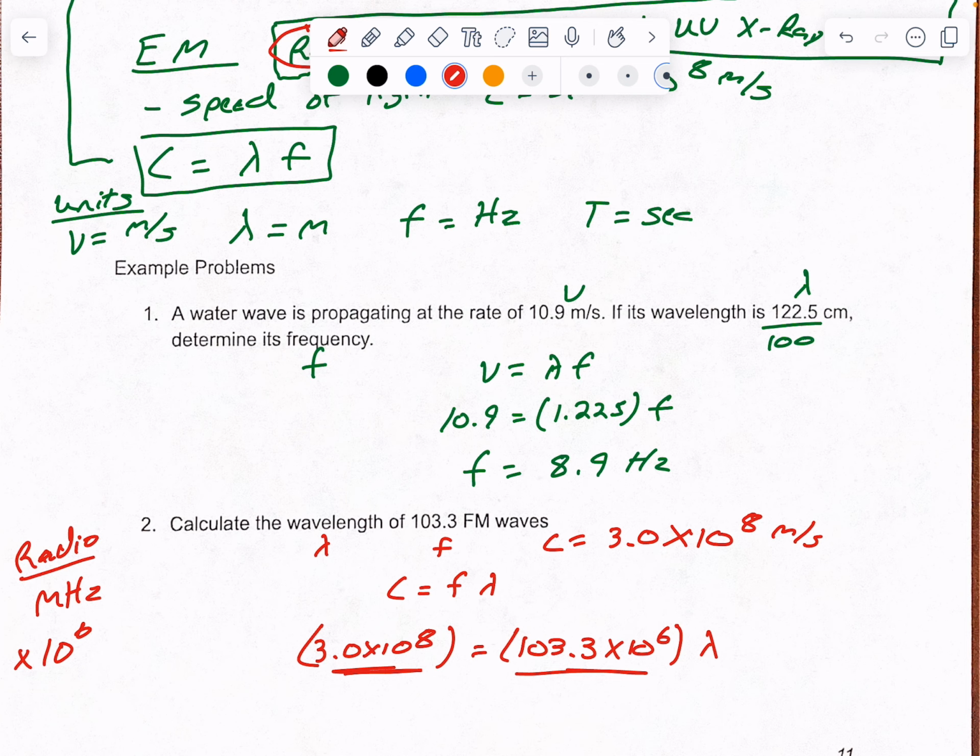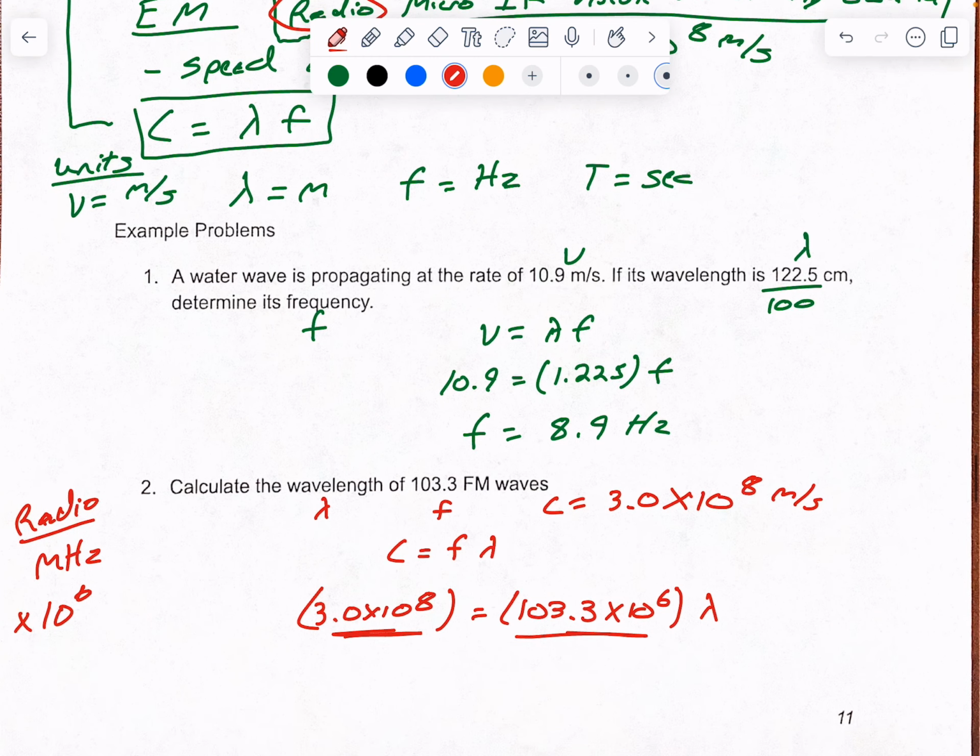So take 3.0 times 10 to the 8th and divide it by 103.3 times 10 to the 6th. Make sure you're using parentheses in your calculator. I'm still seeing a lot of students that forget the parentheses. They're doing the math right, but when they go to check the key, they're like, what the heck happened? Well, if you didn't put parentheses there, your calculator gets confused and doesn't know what to do first, and so your order of operations is way off. So make sure you use parentheses. You should get a nice simple wavelength of 2.9 meters if you did it correctly.